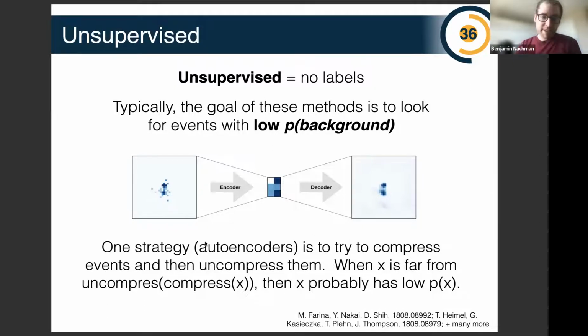And the point is that if this compression algorithm is doing its job, then it should allocate high capacity to very probable examples. And so if you look for events that are poorly reconstructed from this autoencoded composition of networks, then probably it has low density. And so in this way, it's sort of an implicit density estimator.